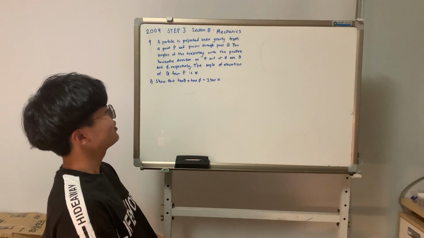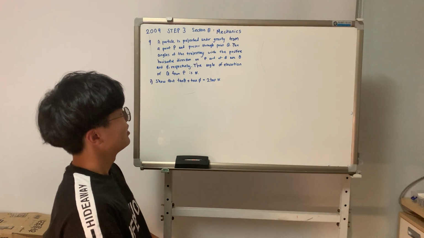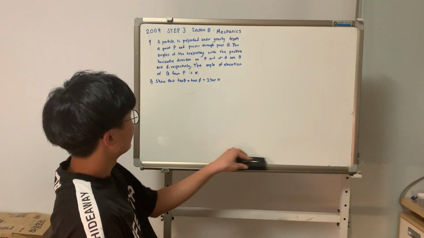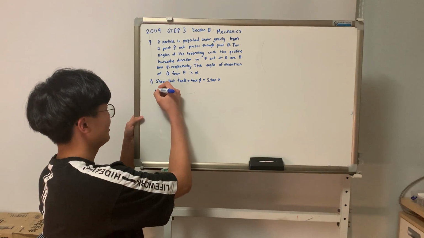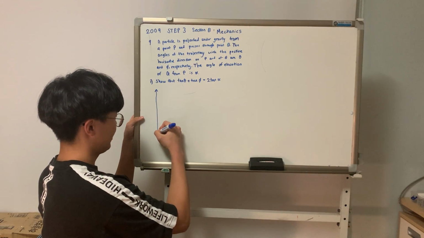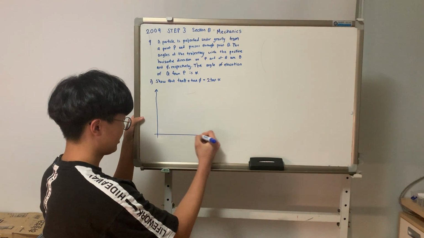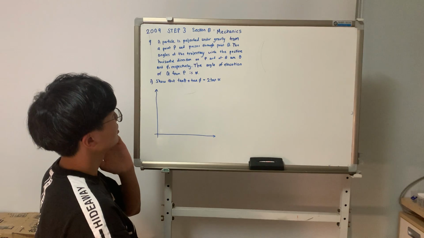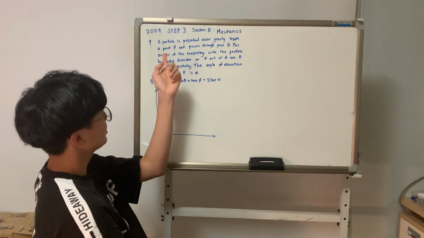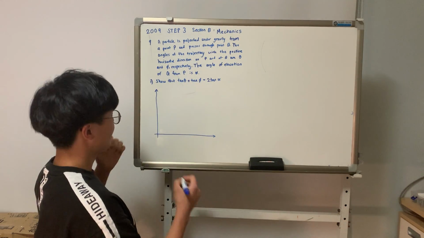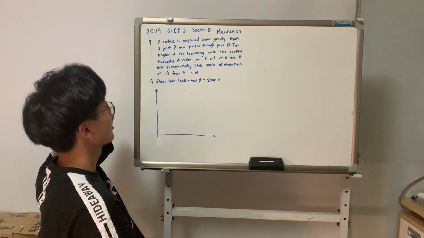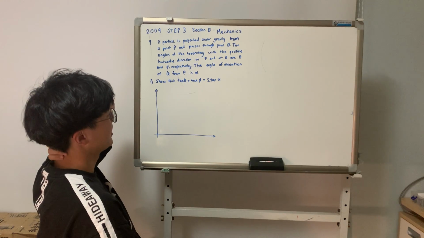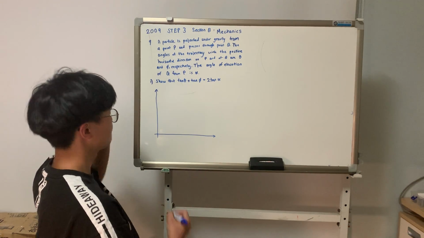Before I solve the question, I'm just going to draw how the system looks. So if we have the y-axis here and the x-axis here, I'm going to draw how the particle is going to move from point P to point Q, because the question says the particle is projected from P and passes through Q.